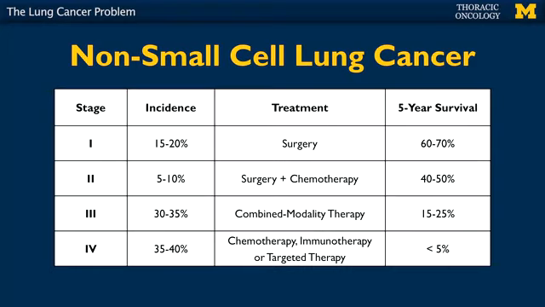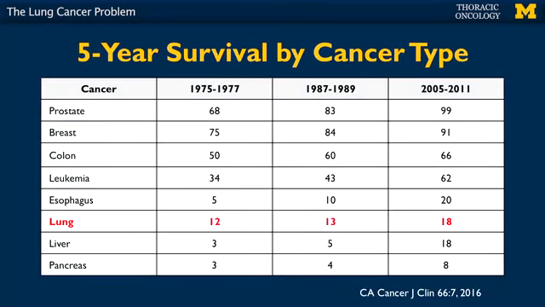As we get into the higher stages of disease, where the majority of people present, we see that the survival rates drop off dramatically, down to 15 to 25% for stage 3, and well less than 5% of people with stage 4 who live beyond 5 years. When we compare the 5-year survival rates of a variety of different cancers, we see that lung cancer ranks down near the bottom of the list, with very slight improvements over the last 30 to 40 years.